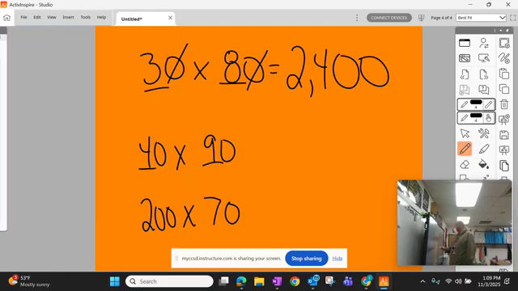This next one, basic fact. Underline it. 4 times 9. Use your 9 trick with your hands. That should be 36. We got 2 zeros. So 3,600.